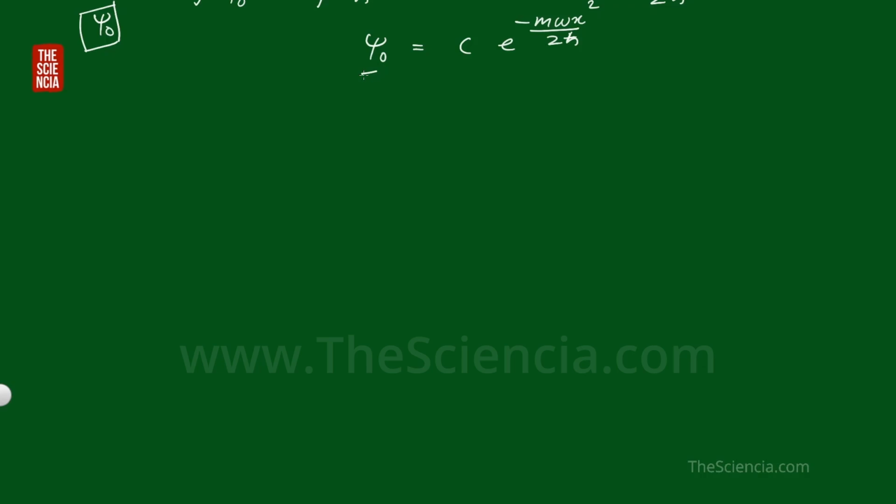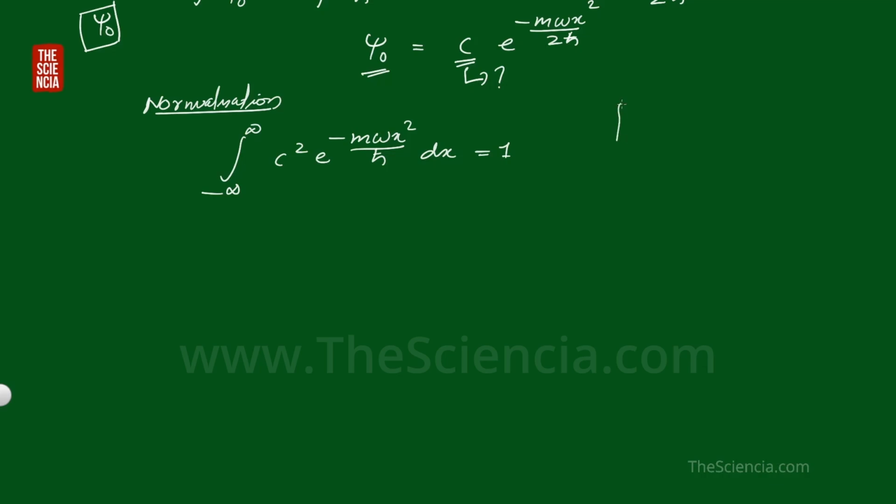Now we got the wave function, the ground state wave function. And now we have to evaluate this constant c, and also we have to normalize this wave function. Okay, so how can we do that? We have to do the normalization. That is, integral from minus infinity to infinity of c square e raised to minus 2 times m omega x square by 2 h cross into dx equal to 1.